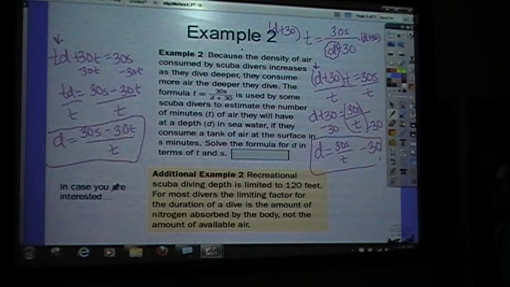A little fun fact, I don't know if it's fun for you, but I thought it was interesting in case anybody was a diver and they want to tell us more about this tomorrow. It says that recreational scuba diving is actually limited to 120 feet deep because it's not about the available air. You can get a big scuba tank apparently, but the amount of nitrogen absorbed by the body. So in case you're going scuba diving, you need to stay above 120 feet. Okay.